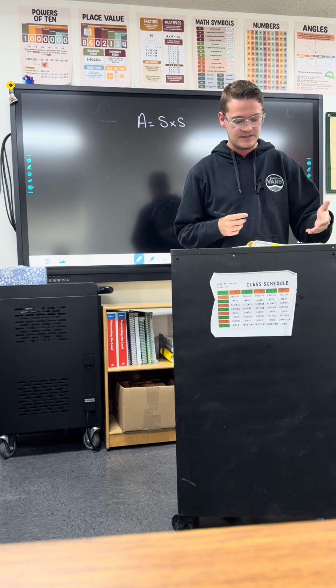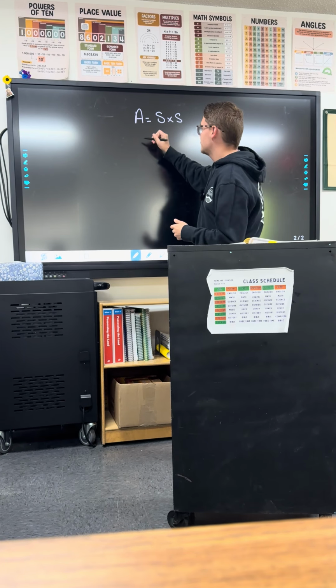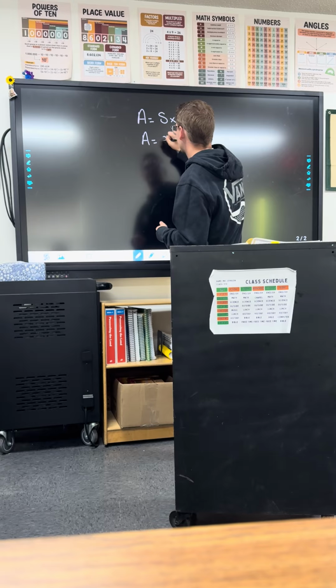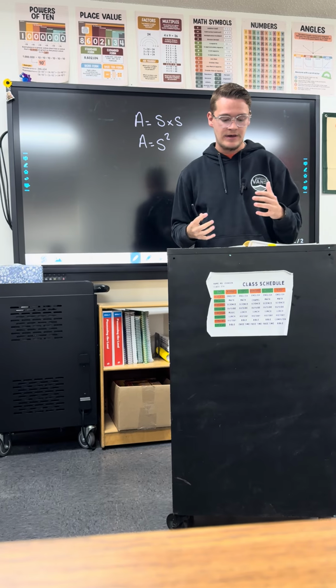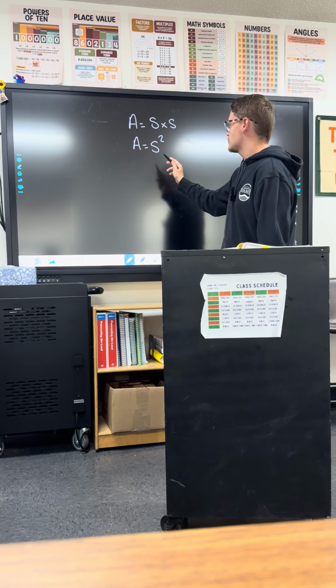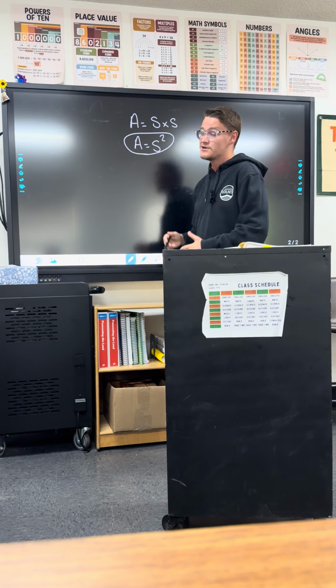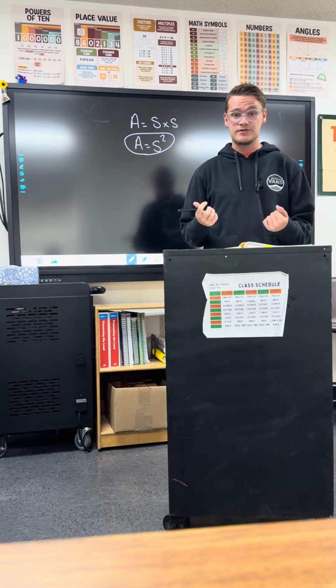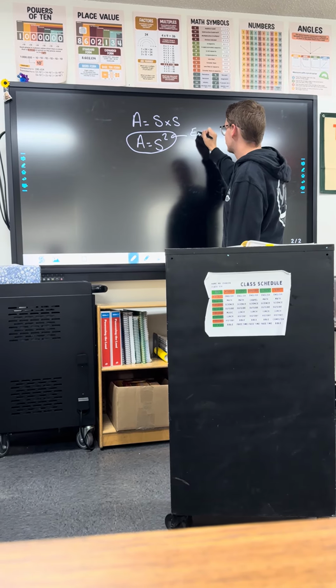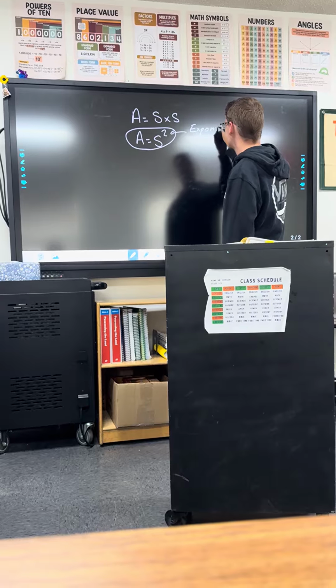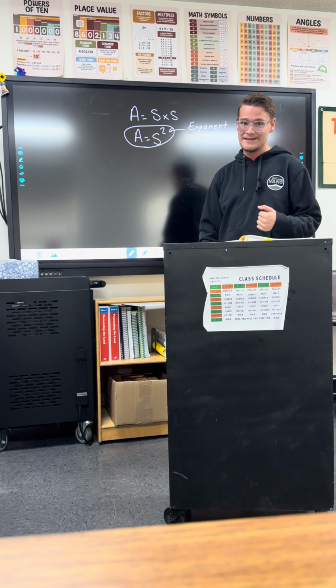So area equals side times side can also be written as area equals side squared. And we're talking about squared units and units squared this whole time. I think it's going to be important that you start getting used to this format, especially for tomorrow's lesson. Remember that this 2 right here is an exponent. An exponent is how many times a number is being multiplied by itself.